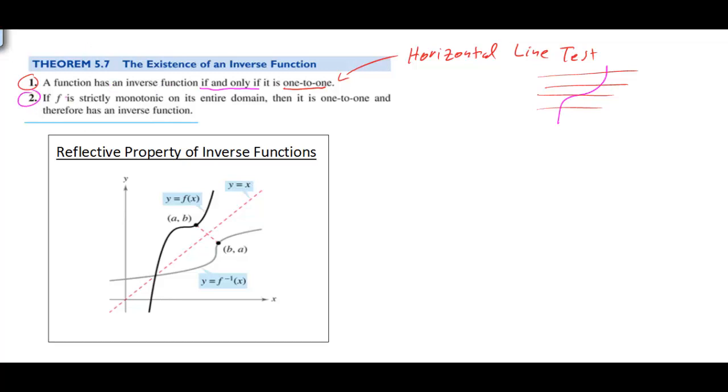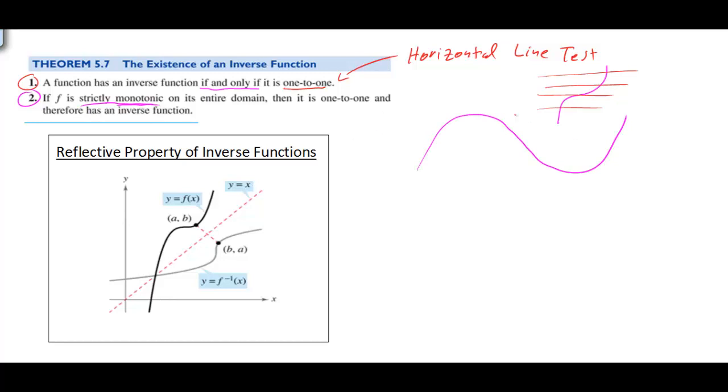All right, number 2 says that if your function is strictly monotonic on its entire domain, well, then it is 1 to 1 and therefore has an inverse. Well, what does strictly monotonic mean? Well, that simply means that your graph, and we can look over here at this example, is strictly increasing on the entire domain, which if you think about this, if your graph is constantly increasing, then it's not going to kind of double back on itself, or that your graph is constantly decreasing on its entire domain.